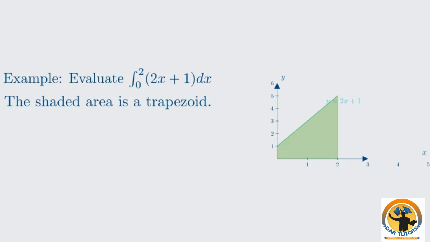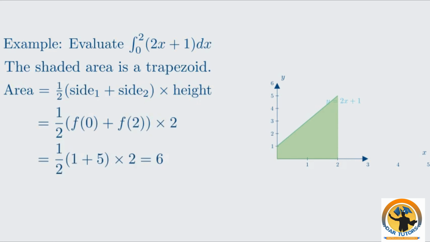Notice that this shaded region is a trapezoid. We can calculate its area using the formula for the area of a trapezoid: 1/2 times the sum of the parallel sides times the height. The parallel sides are the vertical lines at x equals 0 and x equals 2. Their lengths are the y values at those points. f of 0 equals 1 and f of 2 equals 5. The height of the trapezoid is the distance between the parallel sides, which is 2. So the area is 1/2 times 1 plus 5 times 2, which equals 6. Therefore, the integral is 6.